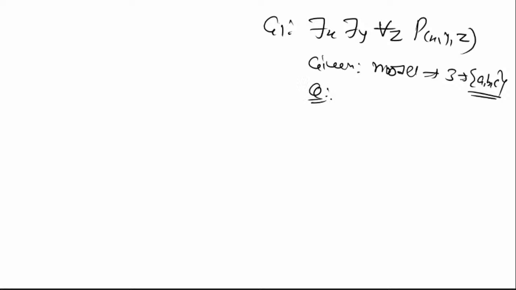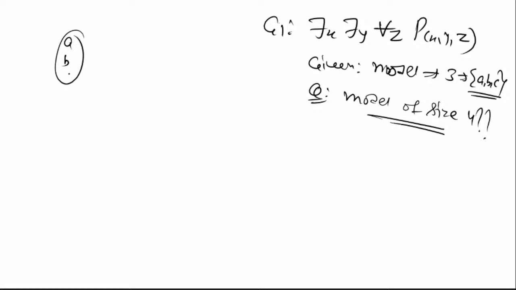Now the question: can we say that there exists a model of size 4? Can we guarantee it? Again, I will try to make it false. I will try to make a domain of 4 elements, and for that domain I will try to prove that there is no model. So from the given information, we have this situation, the same a, b, c repeated.